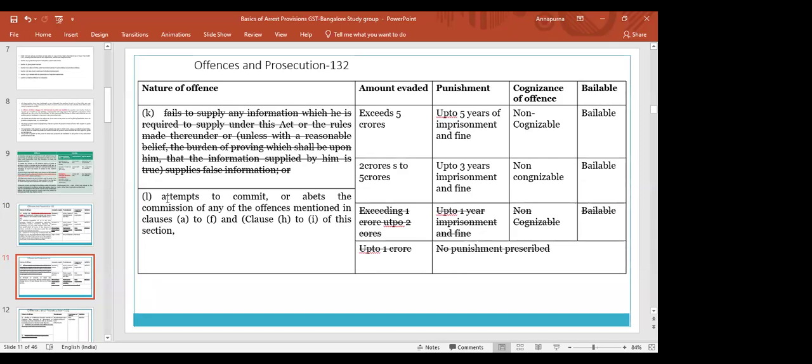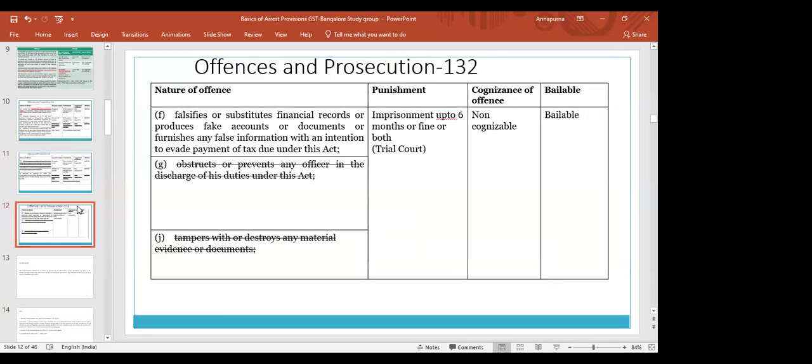And there is one more. Only clause L is there, because this is also deleted. G is deleted, J is deleted. So now we have only F in that clause. That is the fourth clause of this 132, that is D. So falsifies or substitutes financial records, or produces fake accounts or documents, or furnishes any false information. Only this offense is there where they can go for imprisonment up to 6 months or fine, and it is non-cognizable and bailable.